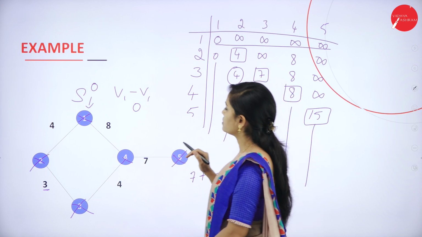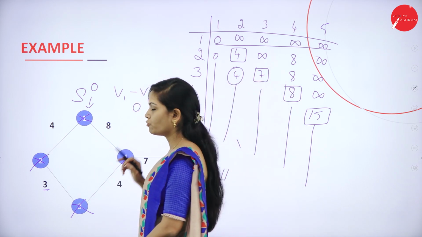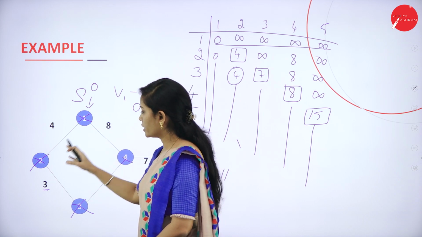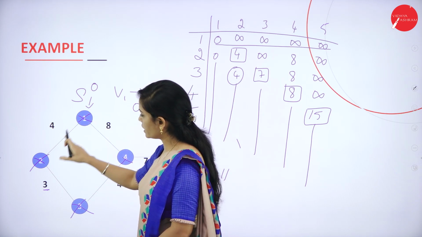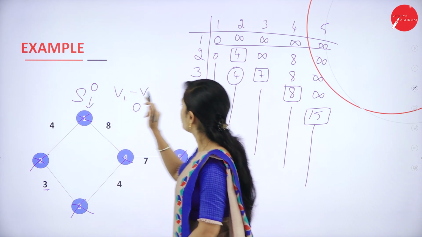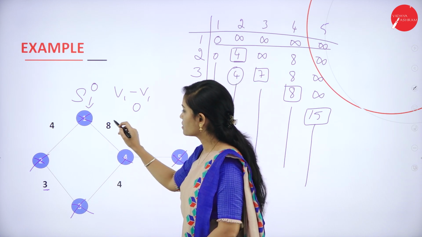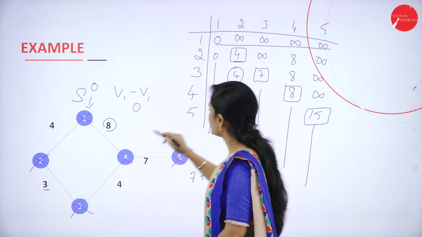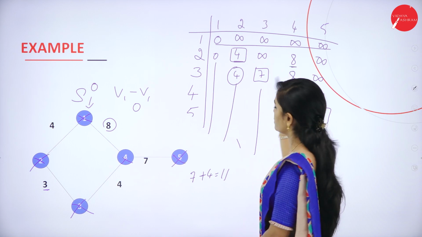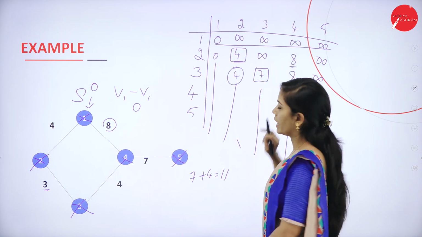In the second step, 1 is connected to 2 and 4. Now what is the edge value of 1 to 2? 4. So 0 plus 4 is 4. And 1 to 4 is 8, so 0 plus 8 is 8. So 1 to 2 is 4, and 1 to 4 is 8.